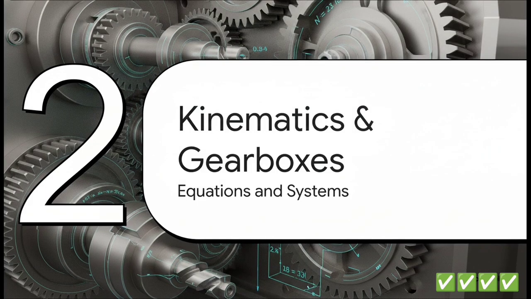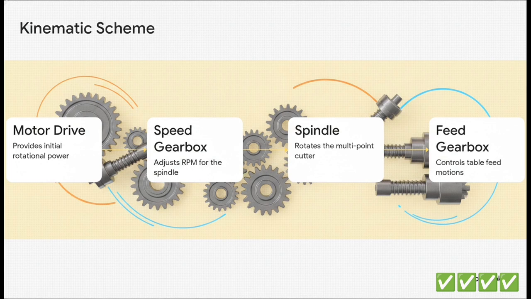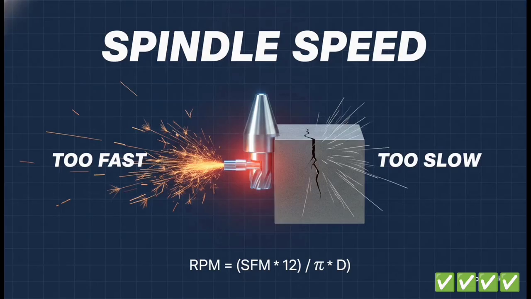Section 2. Kinematics and gearbox equations. If we peek under the hood at a kinematic diagram of a milling machine, we're basically tracing the physical transmission path of power. It starts at step 1 with the main motor drive. That rotational energy gets fed directly into the speed gearbox, which is this really complex array of shafts and gears that steps the RPM up or down before delivering it to step 3, the spindle. But here's the kicker. Power doesn't just go to the cutter. It's actually split. Through another set of transmission paths, power is diverted down to step 4, the feed gearbox. This is the incredible mechanism controlling the automated longitudinal, cross, and vertical motions of that heavy table we just talked about.